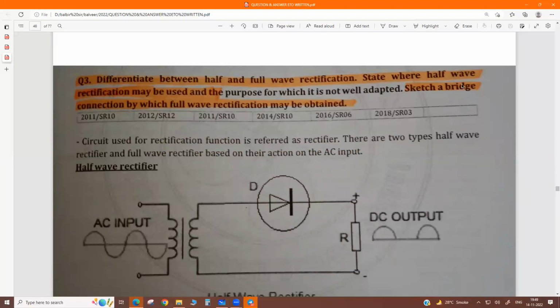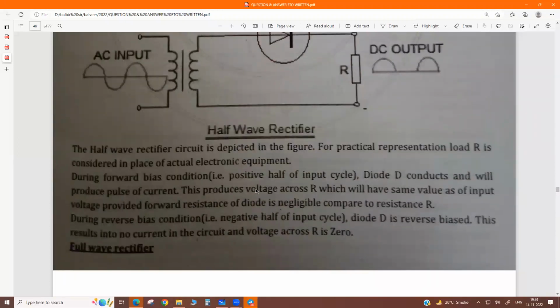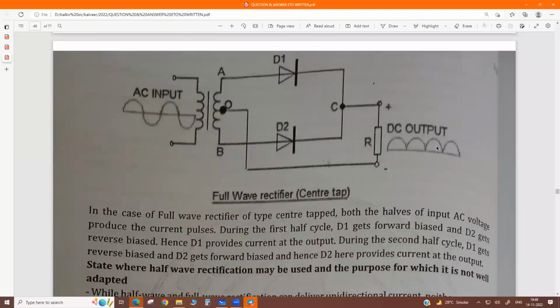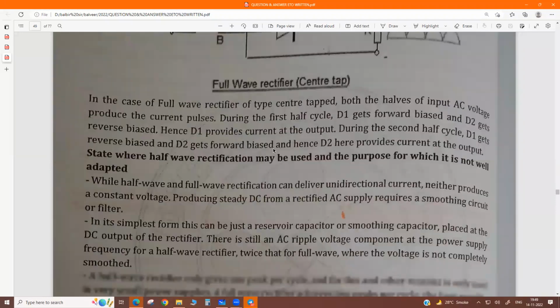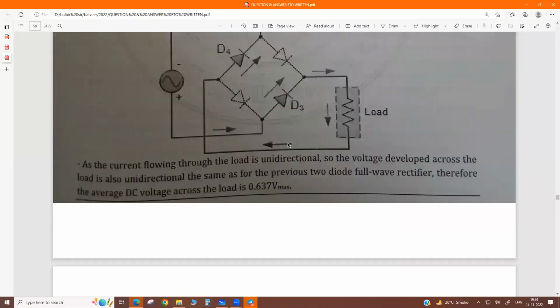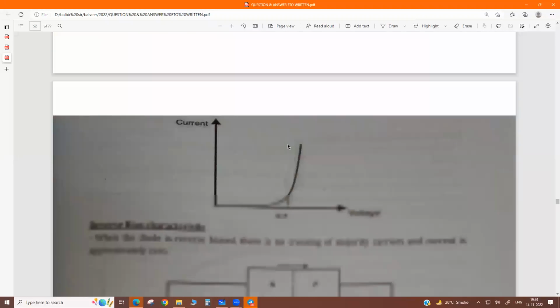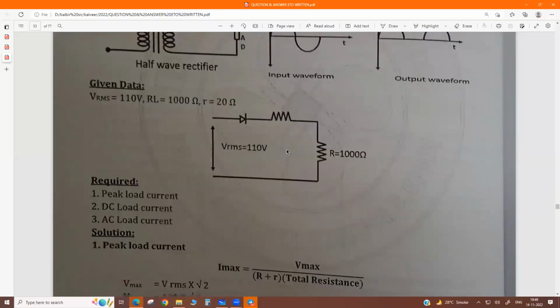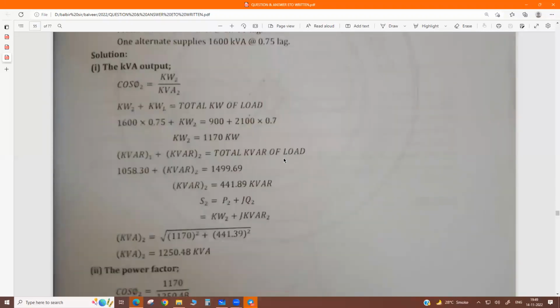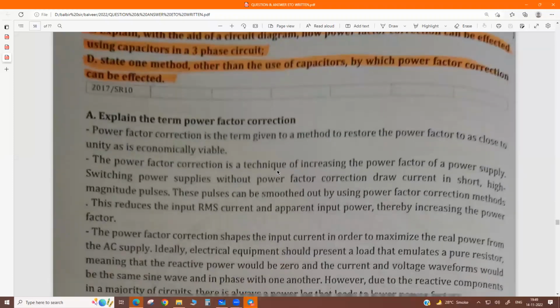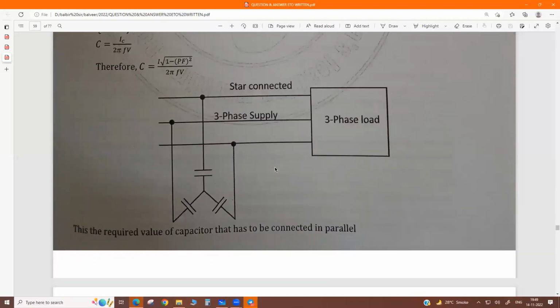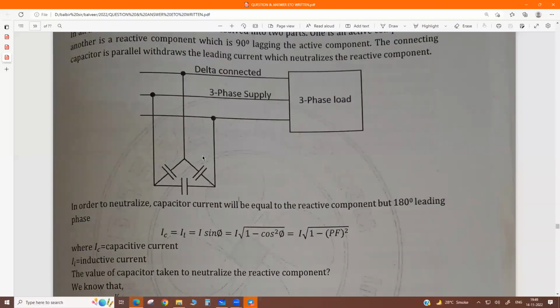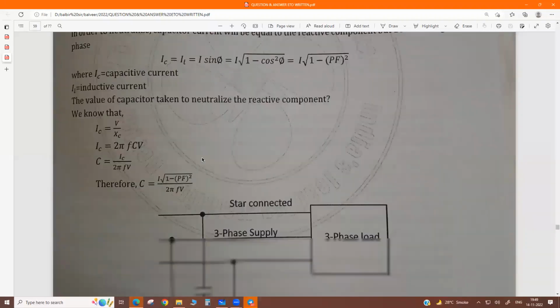Difference between half wave and full wave rectifier. I will explain. We get a single output pulse in half wave. This is with 2 diodes, full wave rectifier, bridge rectifier. Already we discussed the PN junction. Then there is power factor correction. See how we improve it with this capacitor bank.